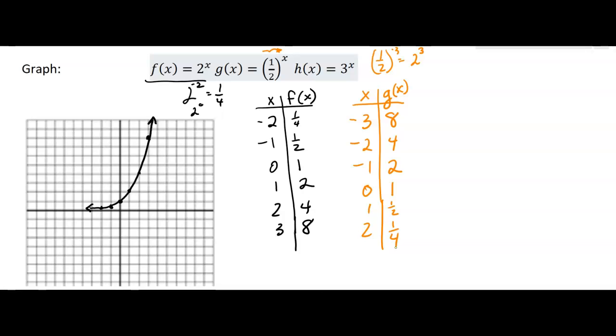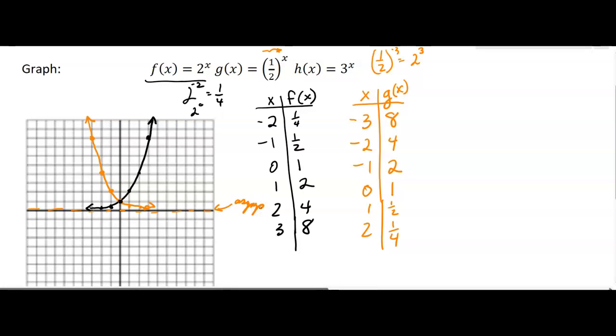Okay, so what does it look like when we go to graph it? -3, 8, which is up here. -2, 4, 1, 2, 3, 4. -1, 2. And then it's going through that point again, 0, 1, 1, 1/2, and 2, 1/4. And so we get the picture to look like this. And you can see it's reflected about the y-axis. We're going to talk about that in this section. Also note that there's an asymptote here along the x-axis for both of these functions.